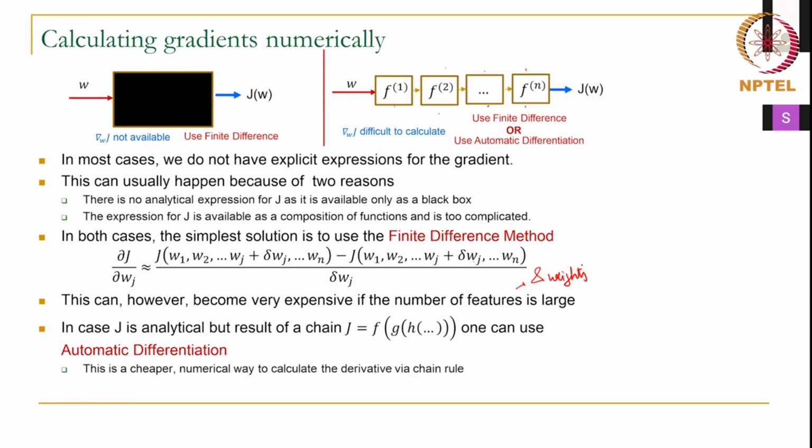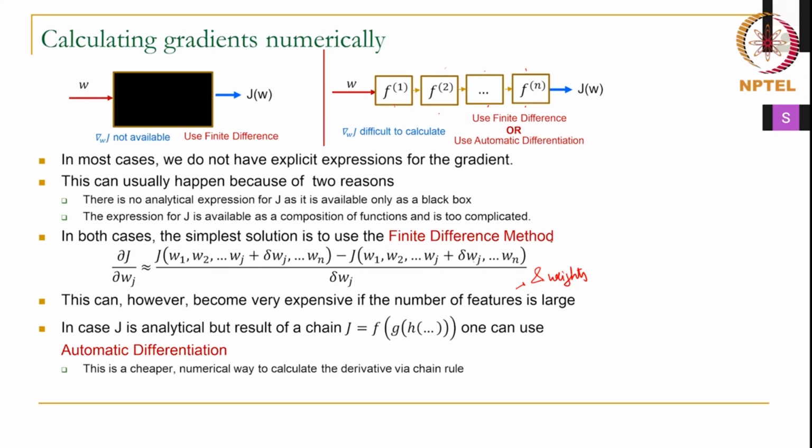There is a cheaper way of computing it. I call it a numerical way, but it is not numerical in the sense that it is not approximate. What we do is we find out the exact number that will come for del J, del Wj, but we do it just in terms of the number. I'll show it to you. It will become clearer when I show it to you on Monday.